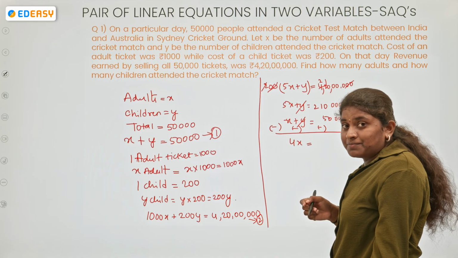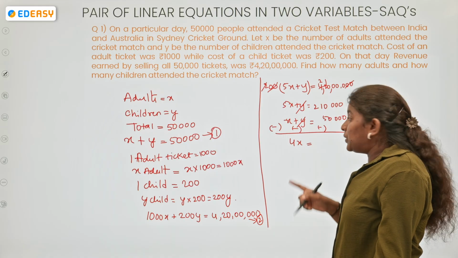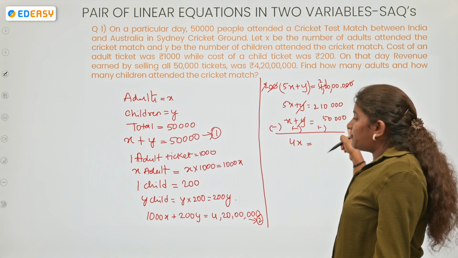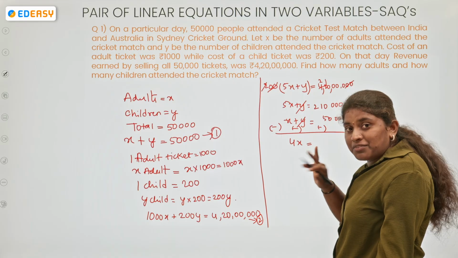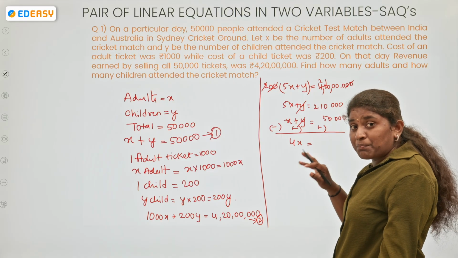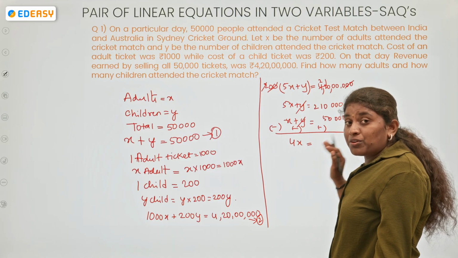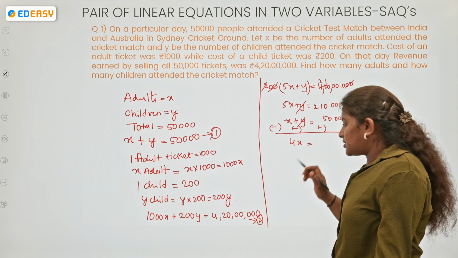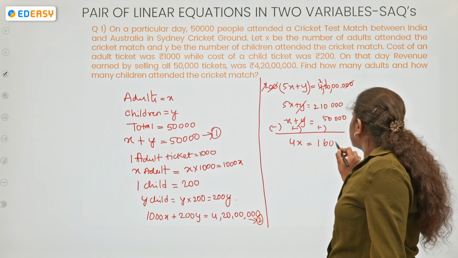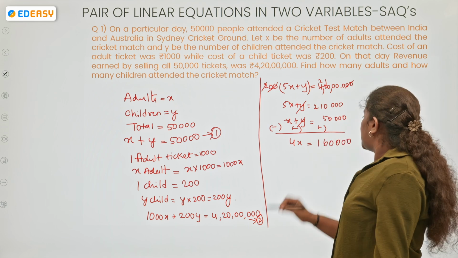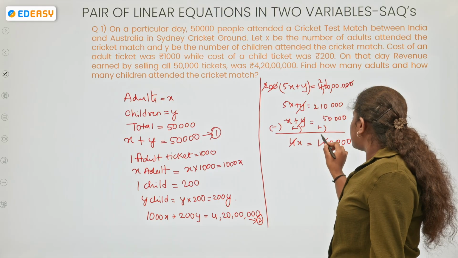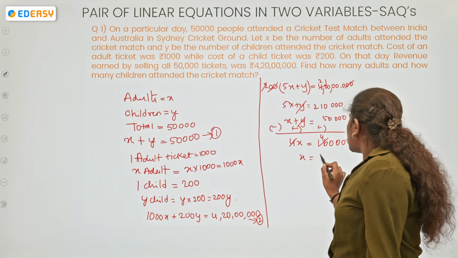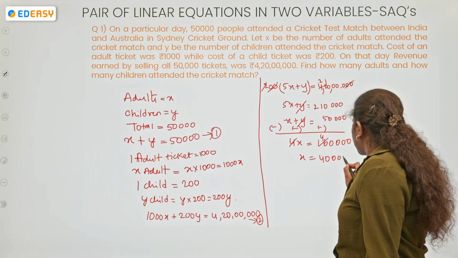What will be the answer? Yes, 2,10,000 minus 50,000. So 10,000 will be gone, and from 2 lakhs, if you subtract 40,000, then what will be the answer? 1,60,000, right? 1,60,000. Now 4 will cancel 16 for 4 times. So x value we got as 40,000.